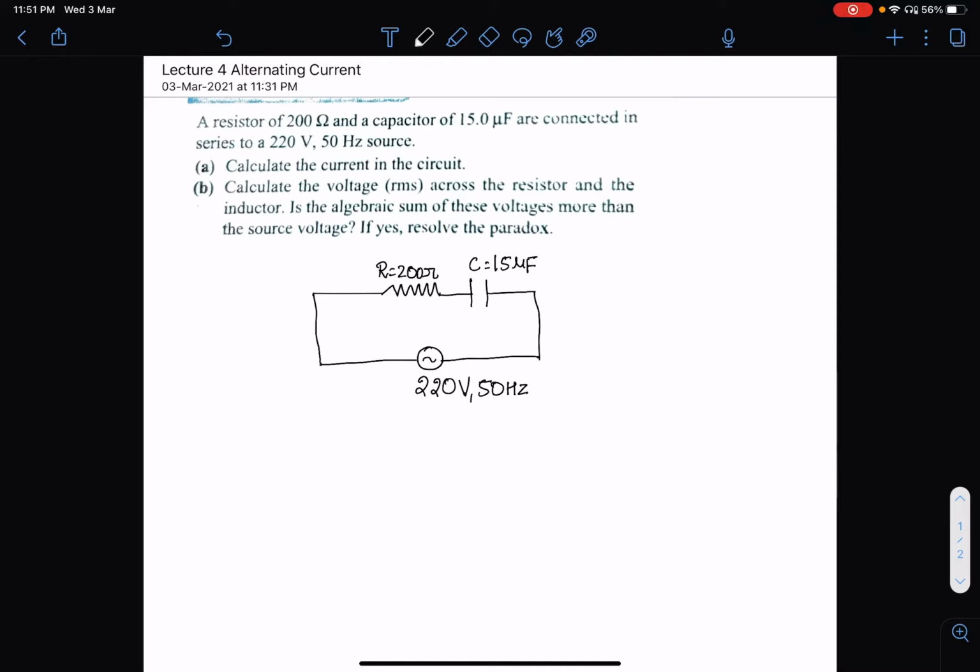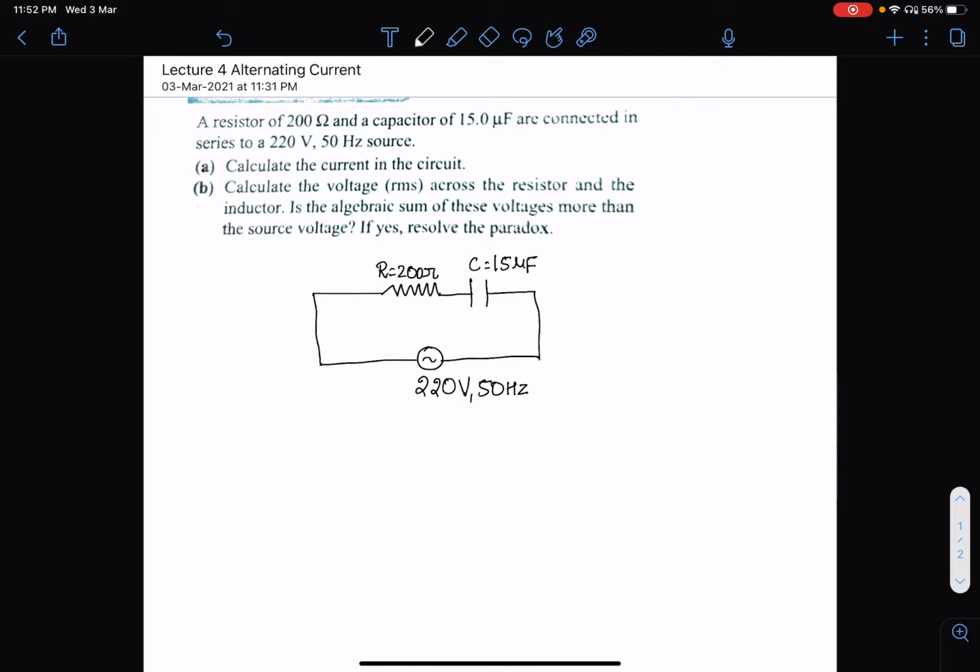Means we'll calculate the RMS voltage across the resistor, we'll calculate the RMS voltage across the capacitor, and afterwards we'll add these two voltages. We'll do the algebraic addition and find out whether the algebraic addition of these two RMS voltages across the resistor and the capacitor is coming out the same as the source voltage or different. So let's solve this problem.